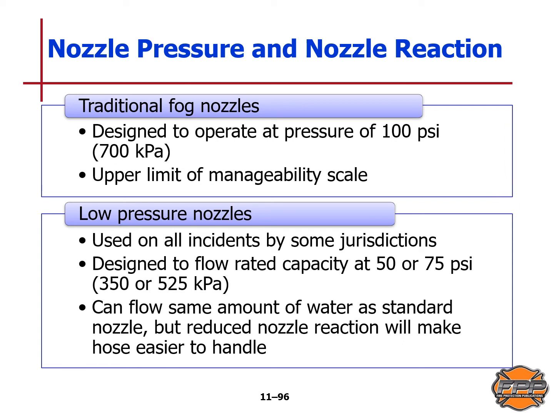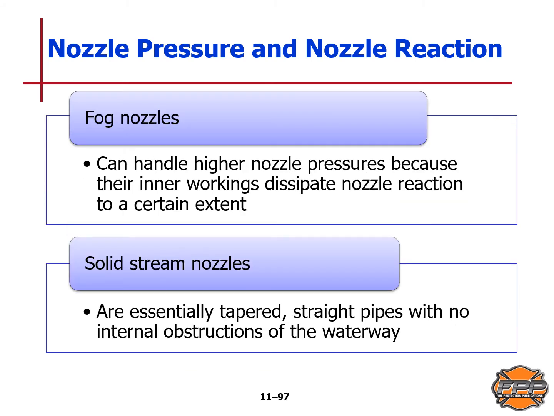Traditional fog nozzles are designed to operate at a pressure of 100 psi or 700 kilopascals. This is the upper limit of the manageability scale. Low pressure nozzles, just to remind you, are used on all incidents by some jurisdictions, designed to flow rated capacity at 50 to 75 psi or 350 to 525 kilopascals and can flow the same amount of water as a standard nozzle, but the reduced nozzle reaction will make the hose easier to handle. Fog nozzles can handle higher nozzle pressures because their inner workings dissipate the nozzle reaction to a certain extent.